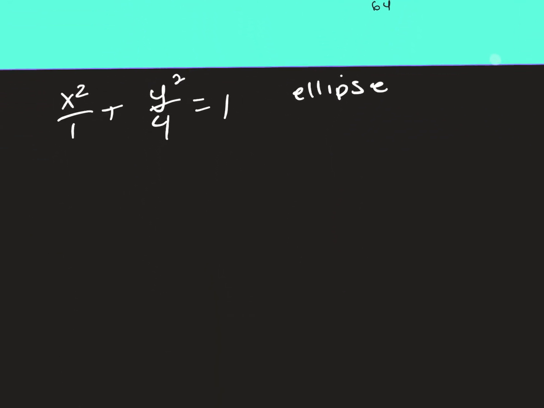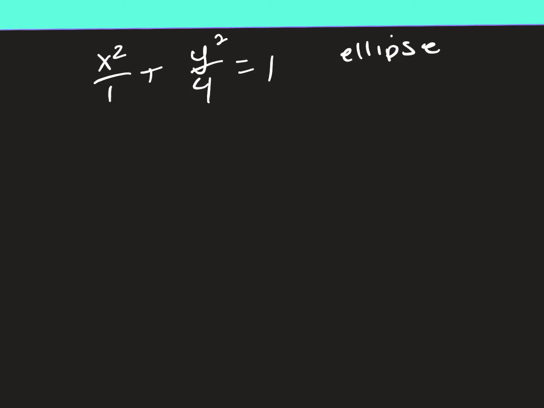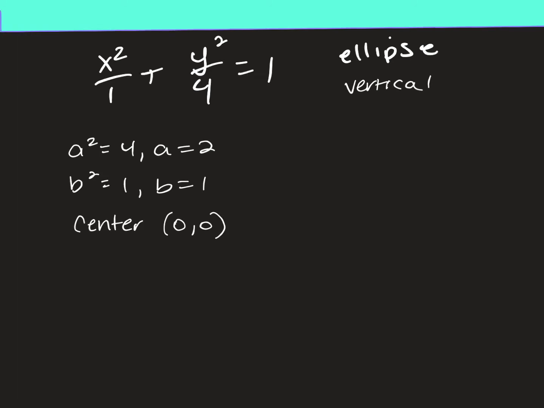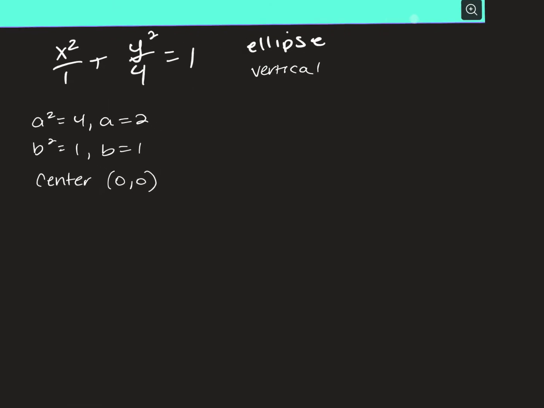All right, so we know it's an ellipse. What kind of ellipse is it? Vertical or horizontal? Vertical, because the larger denominator is underneath the y. And that larger is your a squared. So a squared is 4, a is 2, b squared is 1, and b is 1. What's my center? 0, 0. Good. So now when I go to graph it, on your test, you'd be provided with just a regular coordinate grid.